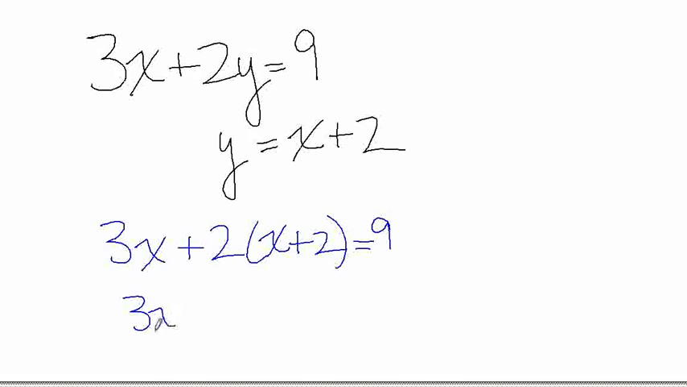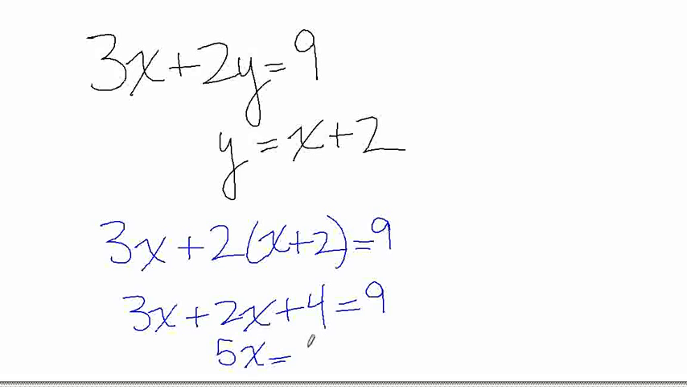So the blue equation can be rewritten as follows. And that's equivalent to the equation 5x equals 5. I subtracted 4 from both sides and I combined the 3x and the 2x terms. Now if I divide both sides by 5, I see that x is equal to 1. Okay? So I've got one variable. Now how do I find the second variable?